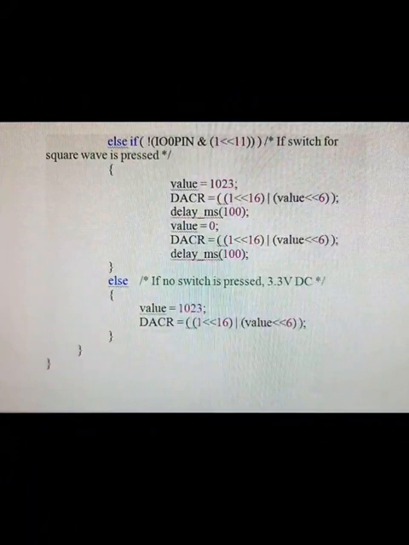That means in the while loop, we check if the switch for the square wave is pressed, if the switch for the sawtooth wave is pressed, if the switch for the triangular wave is pressed. Like that is the overall DAC program.